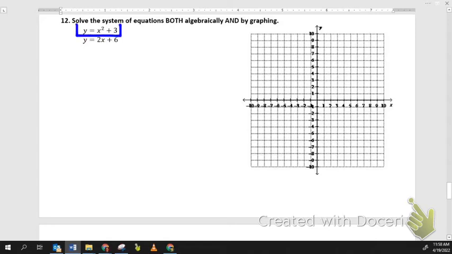What shape is this going to be? A U. This is a parabola. And the other one is a straight line, right? The other one is a straight line. So for my parabola, I want to make a table so that I can get a couple of points. I need the vertex. How can I find the vertex?